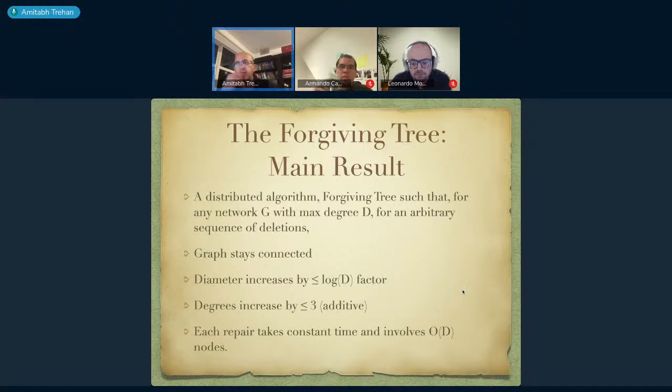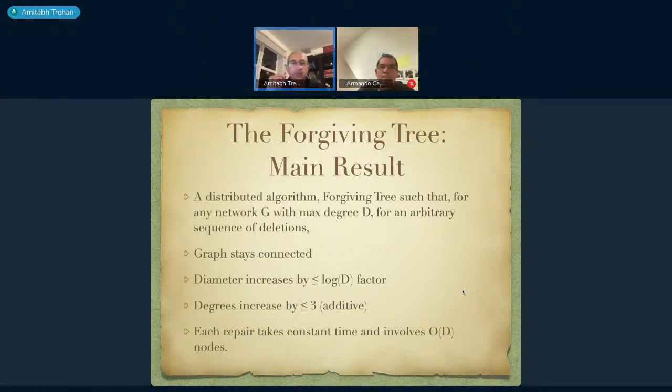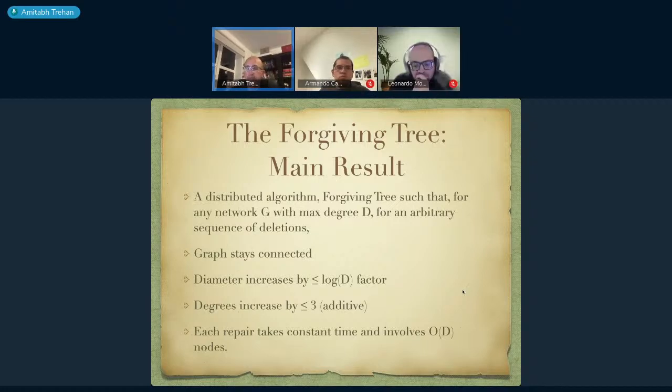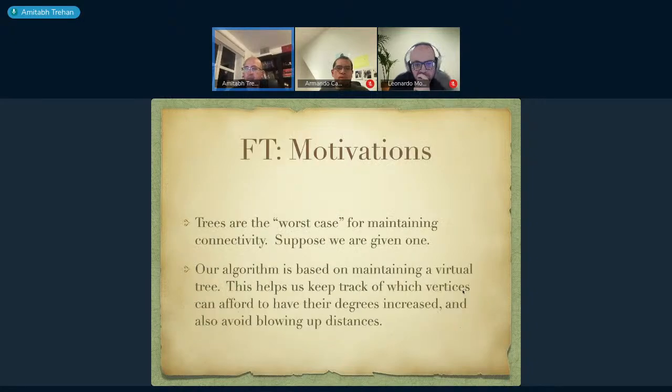What are we achieving? Graph is always staying connected. Diameter increases by less than or equal to log d, where d is the maximum degree of a node, and degree increases at most plus 3. Each repair is happening in constant time, constant distributed time, and involves only order d neighboring nodes. Okay, and there's a lower bound.